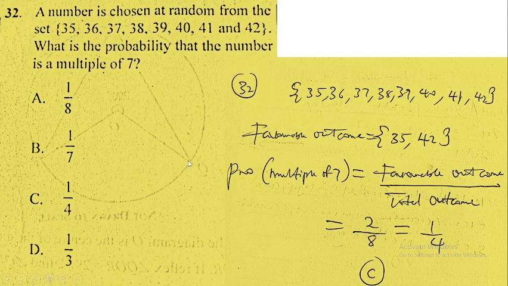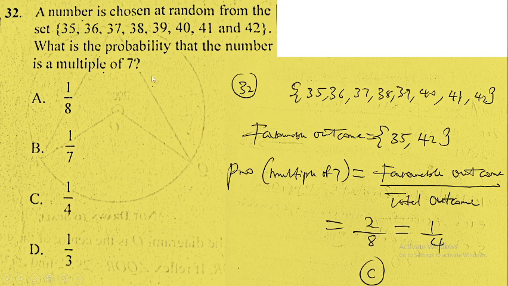Question number 32 is the next question, and it's also on probability. A number is chosen at random from the set 35, 36, 37, 38, 39, 40, 41, 42. What's the probability that the number is a multiple of 7? So when they choose a number at random here, the probability that the number selected is a multiple of 7. Multiples of 7 are the numbers that 7 can go into without remainder. So out of these numbers here, which number can 7 go into?